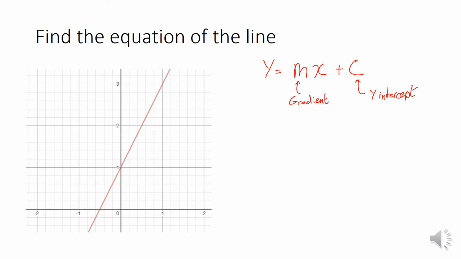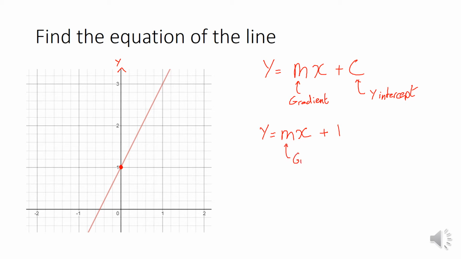So let's do c first because that's a little bit easier. The y-intercept is where the line crosses the y-axis. So looking at our diagram here, where does the line cross the y-axis? We've got our y-axis here, so the line crosses it at 1. What that tells us is c is 1, so we can fill that in now. So we've got y equals mx, and instead of plus c, we can just have plus 1 because we know what c is now.